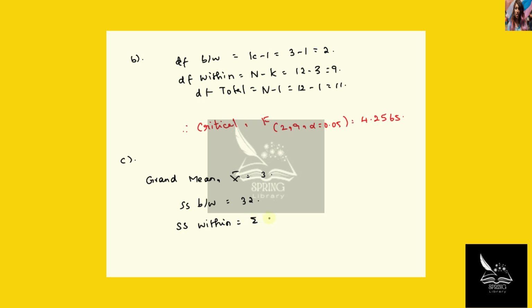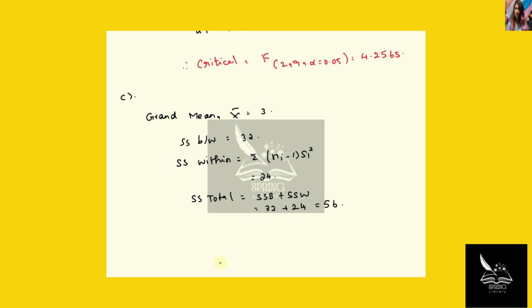The SS within, which is the sum of ni minus 1 into si square, we get 24. Then SS total, which is equal to SS between plus SS within, that is 32 plus 24, we get 56. Now the mean square of between, which is equal to sum of square of between divided by the degrees of freedom of between, which is 32 divided by 2, we get 16.